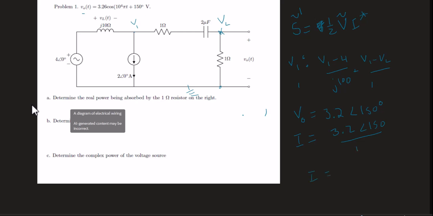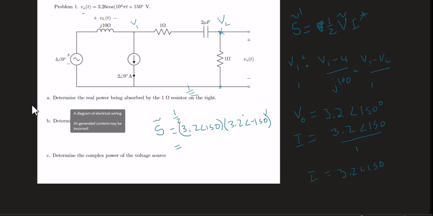So you're using a calculator to divide by 1? I know. So that's 3.2 angle 150. And so our complex power is 3.2 angle 150 times 3.2 angle negative 150 times 1/2.